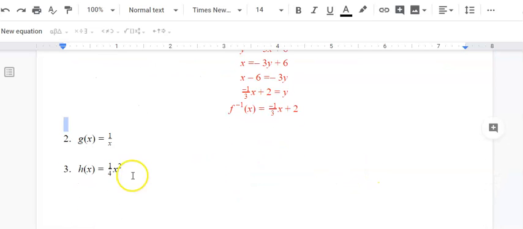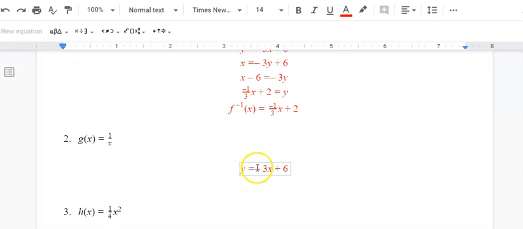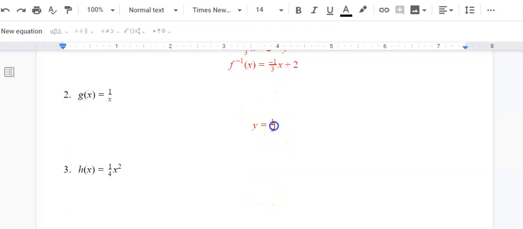All right, the next one, we have g of x is equal to 1 over x. So let me just copy this one. Keep all my formatting the same. Makes life simpler. We'll replace our g of x with y. And this is a fraction, so I'm going to use my little fraction tool here in my toolbar and put 1 over x. I really like this one, by the way. It's kind of interesting. So now I'm going to switch my x and my y.